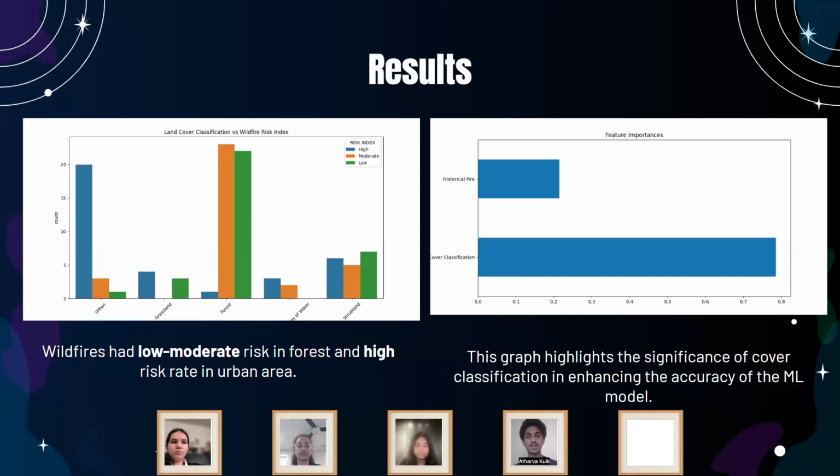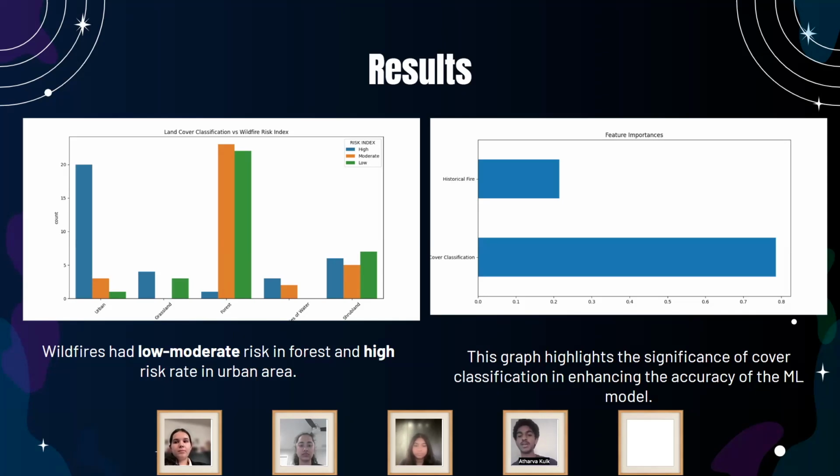On the left side, you can see the chart, which shows that wildfires actually had a low to moderate risk in forest areas and a high risk rate in urban areas, which was really interesting to us because we expected forests to have a high risk rate due to easy spread. But upon further research we realized that in forests there's a lot of humidity, which prevents wildfires from going on, and in urban areas there's a lot of tools and gas pipes, etc., which can lead to combustion and quick spontaneous fires.